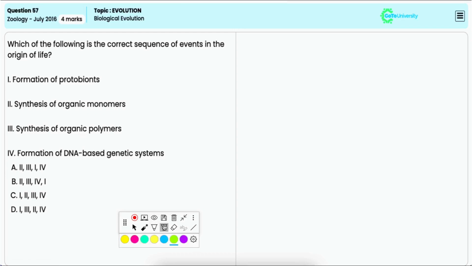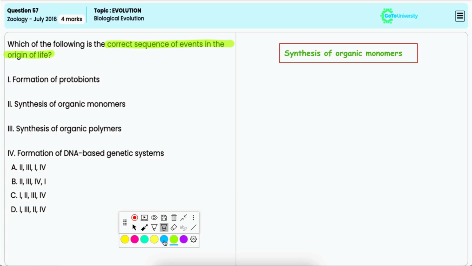In this question, you have to choose the option that represents the correct sequence of events in the origin of life. Now, first, the synthesis of organic monomers took place. That is, simple organic molecules such as amino acids and nucleotides were formed from inorganic precursors through processes like those simulated in the Urey-Miller experiment.